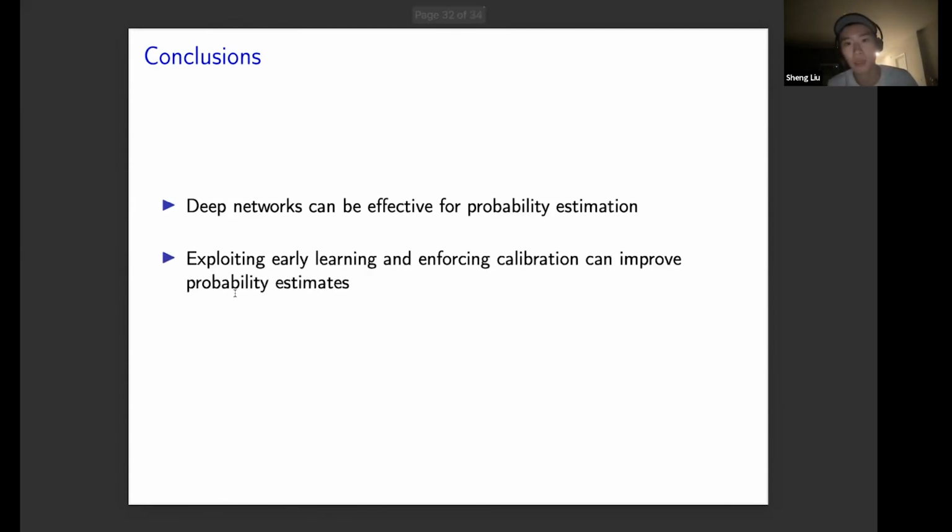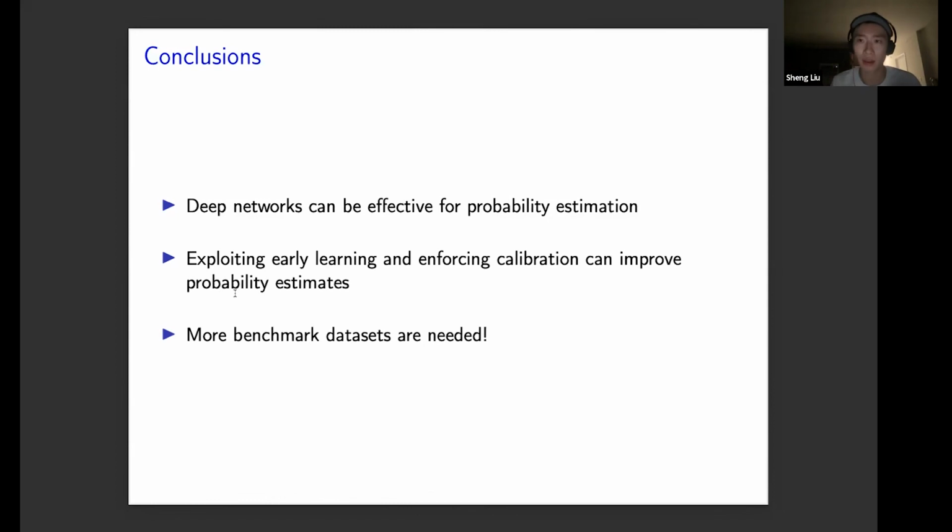The second thing is that we can exploit early learning to enforce calibration. Early learning is not just about predicting correctly for examples, because being correct doesn't care about probability. It just cares about whether the max probability is consistent with the ground truth class or not. Here we don't focus on the classification problem. We focus on the probability estimation problem, and we realize that the probability in the very early stage can be calibrated, and this can improve probability estimation as well.